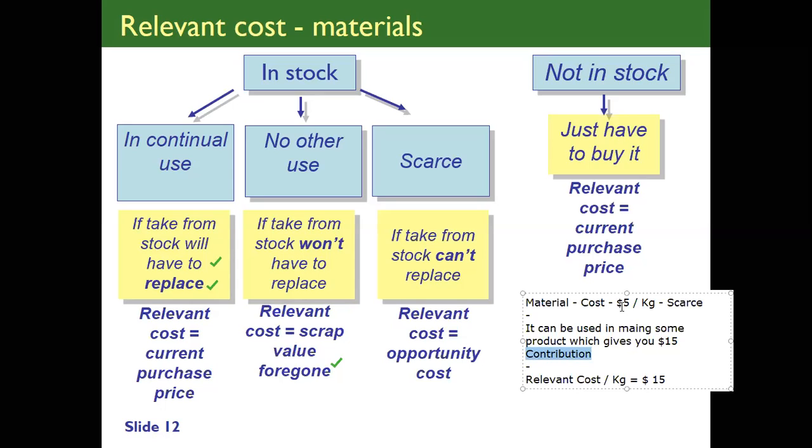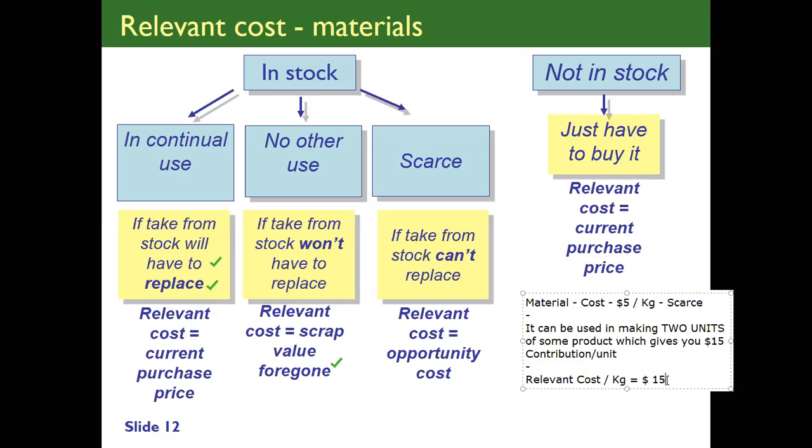The answer is that if I give it to you, I cannot make that product, which would have given me 15. So that's my opportunity cost. It is possible it can be used in making, see here what I'm saying, 2 units of some product, because in 1 unit I use half kilo. So with 1 kilogram I can make 2 units, which gives you $15 contribution per unit.